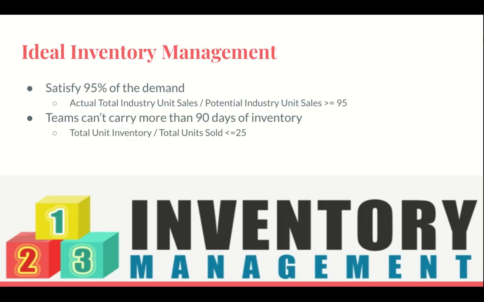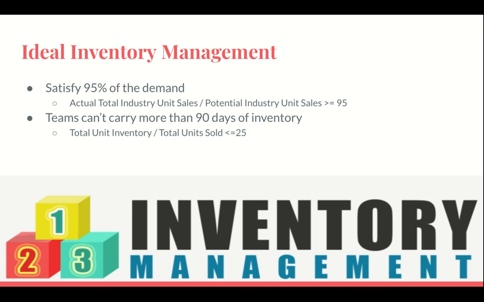Now let's talk about ideal inventory management. In order to earn the star in this category, teams need to satisfy at least 95% of demand that is generated across the entire product line. We can find this by taking the actual total industry unit sales and dividing it by the potential industry unit sales. This value should be above 95%.